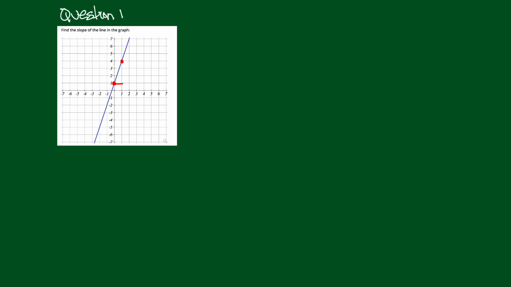Now, here's my horizontal movement, 1 to the right, and my vertical movement is 3 up. So the slope of this line goes like this. It is the vertical change over the horizontal change. That's supposed to say change. So here's what I get. M is equal to, now the horizontal change I always do first. I'm going to the right, so it's plus 1. Vertical change up, plus 3, but 3 over 1 is 3. So the slope of this line is 3.